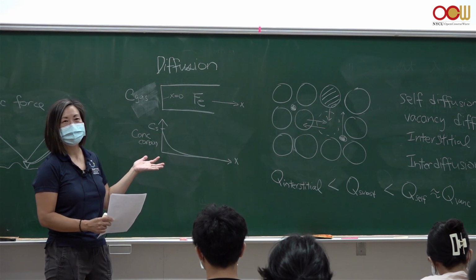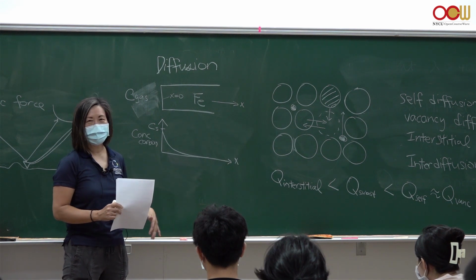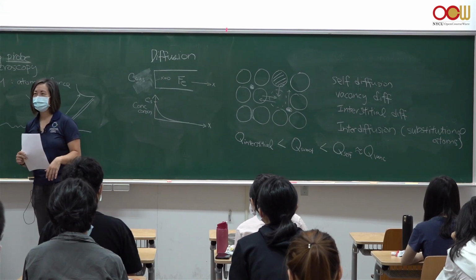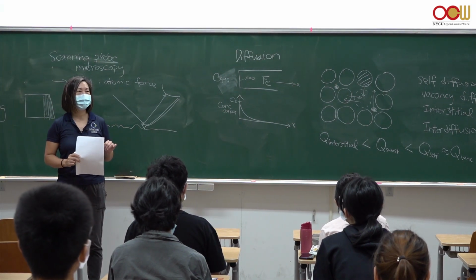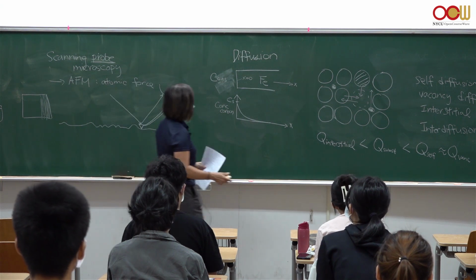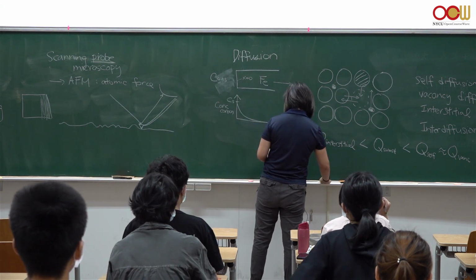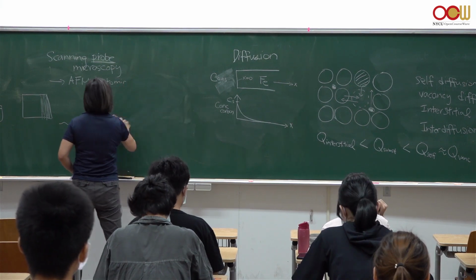Most likely, if you were to try to get carbon into iron, how would you make sure that you have enough energy to get the carbon to move into the iron? Yep, you heat it up, right? So you add temperature into this process. So let's look at the equations that describe this process.